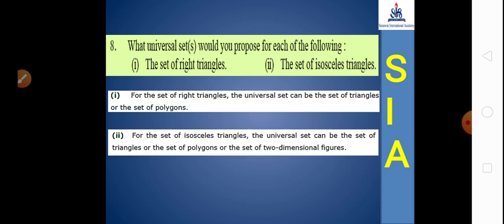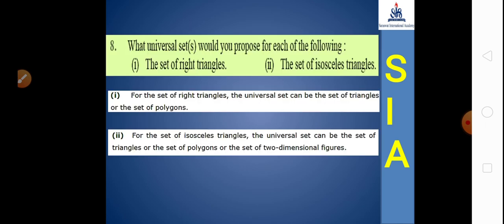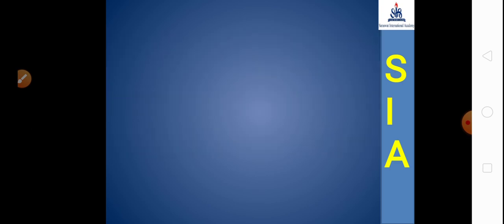For the set of isosceles triangles, the universal set can be the set of triangles or the set of polygons or two dimensional figures. That's why my answer is that the universal set is isosceles triangles or right angle triangles. It is right angle because right angle triangles also include isosceles triangles. So the first answer is my answer.